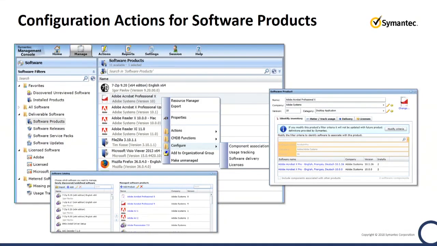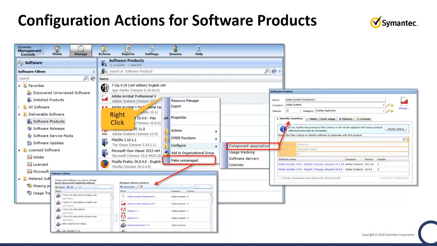Okay, so there are other places to do the same thing. You can go into the product and go through your tabs to enter your information, or you can go into the console, right-click on it, and you have a few more options. So we can make it unmanaged with right-click on any of the software views, or we can go to the individual tabs for each and every product, right? Identify, usage, software, etc.